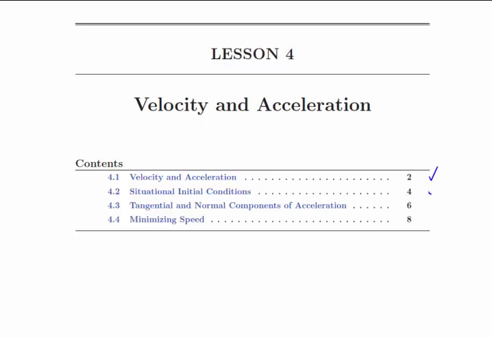Then we'll look at tangential and normal components of acceleration, which is essentially the direction of the acceleration in a moment in time, or the right angle direction. So the normal component is saying essentially how tightly the curve is turning. And then we will look at minimizing speed.